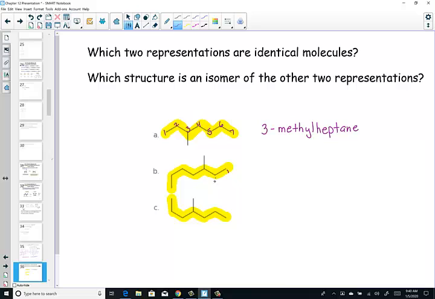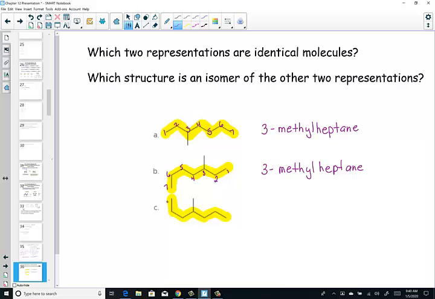I'm going to count again to make sure the substituent gets the lowest number possible. At carbon number 3, I have a 1 carbon branch. This is also called 3-methylheptane. A and B are indeed identical compounds. Even though they're twisted differently, they're the same compound. Single bonds can twist anyway.